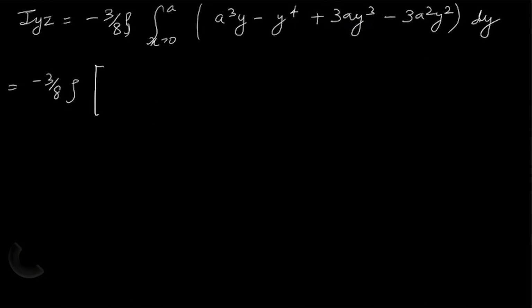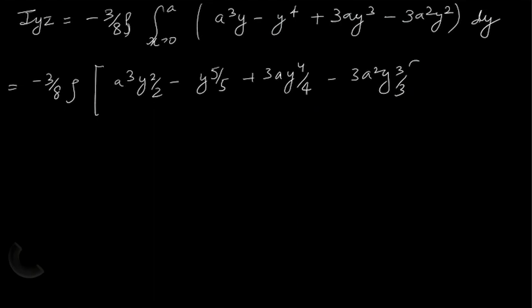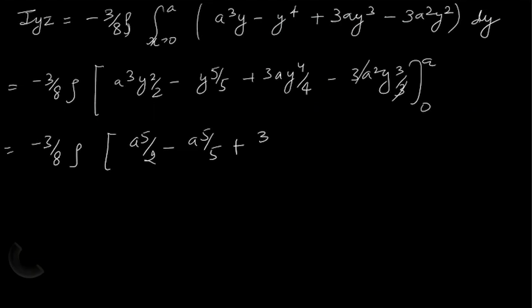So now integrate with respect to y, we get a cube y square by 2 minus y^5 over 5 plus 3a y^4 over 4 minus 3a square y cube by 3, and then 0 to a. So we can cancel 3 with 3. So let's put the limits: a^5 over 2 minus a^5 over 5 plus 3 by 4 a^5 minus a^5. So it's minus 3 over 8.